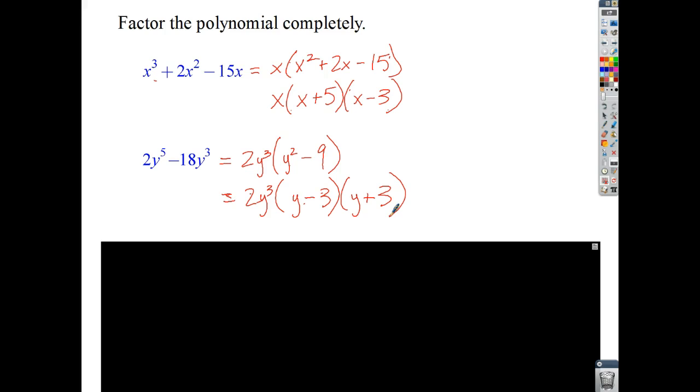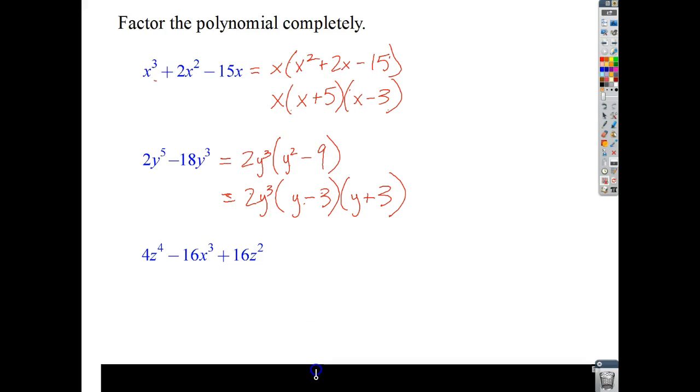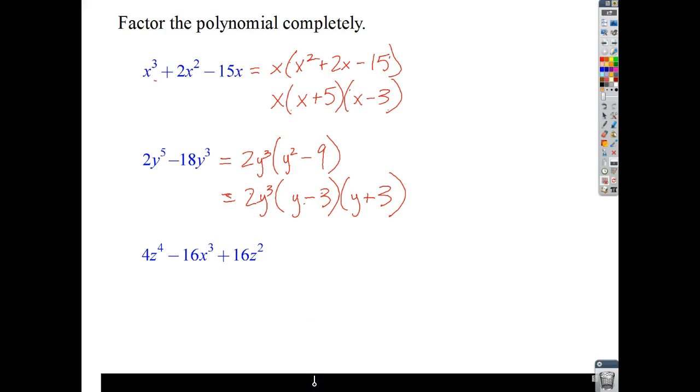Again, I apologize. This looks very sloppy. My pen is being very weird. I don't know if it's my computer or the pen. So hopefully I get it figured out pretty quickly. All right, go ahead and you try this one.